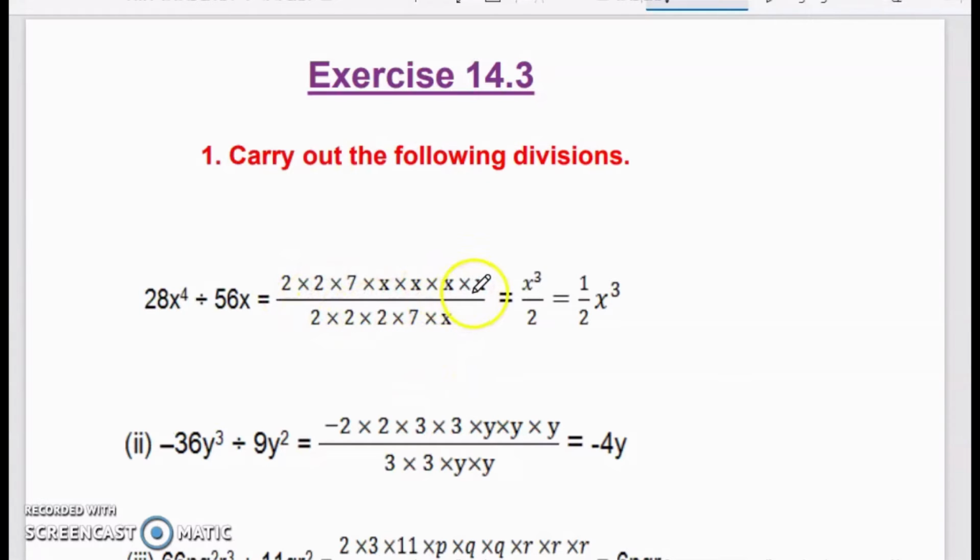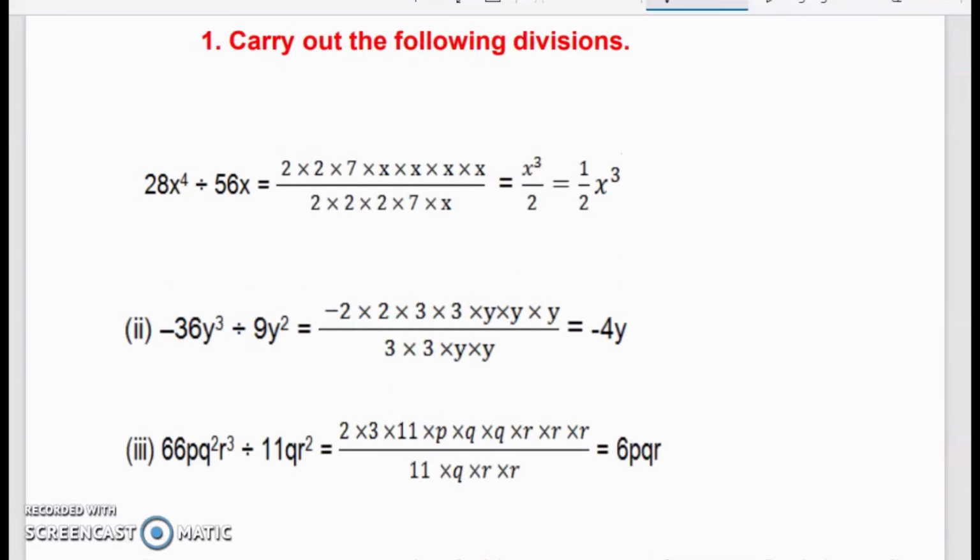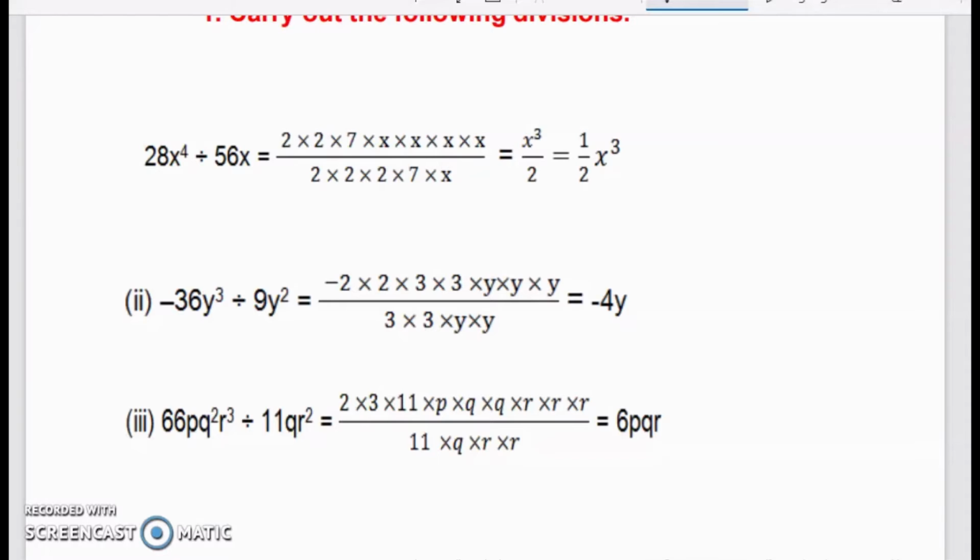There is one algebraic expression in the numerator and one algebraic expression in the denominator. So you will see what are the common factors between them, cancel them out, and whatever remains, that will be your answer. So basically what you are doing is first you are writing in the product form, that is doing factorization. So let's see, the first one is 28x raised to the power of 4 divided by 56x.